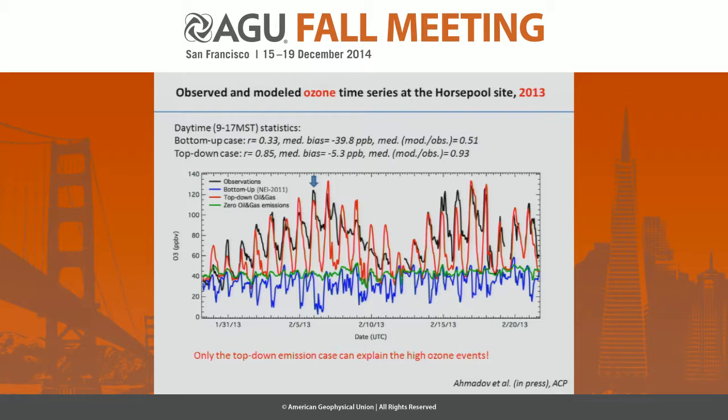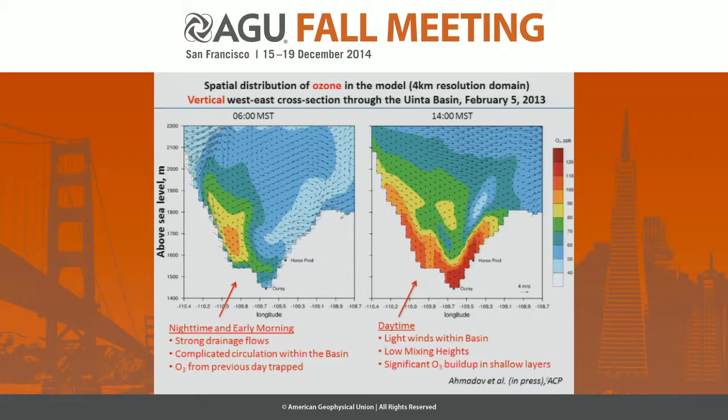And the difference between the green and red lines indicates how much these oil and gas emissions contribute to high ozone events. So basically the green line shows what we would have seen without this oil and gas sector in the basin. Basically small variability around 40 ppb background ozone in winter. Now, how the ozone distribution is simulated in the model.